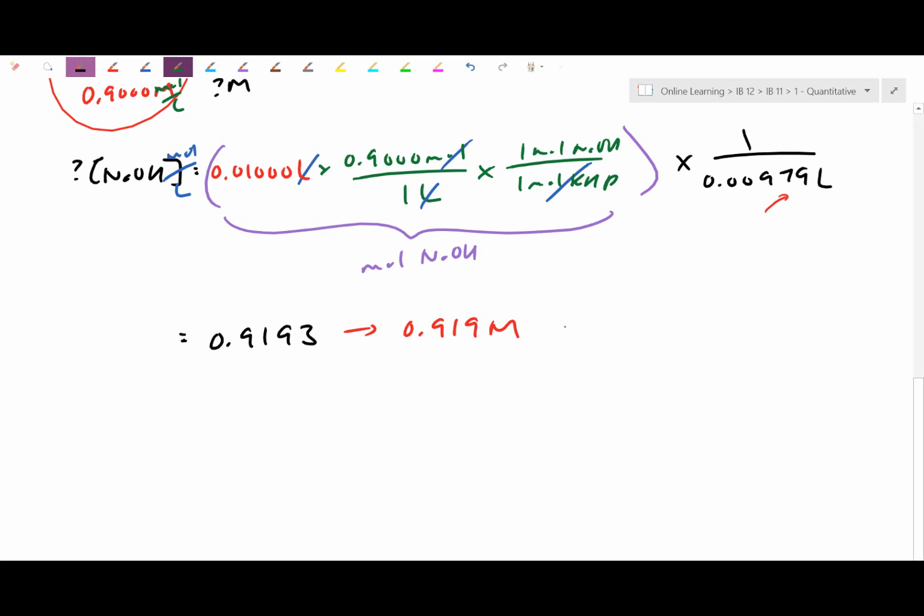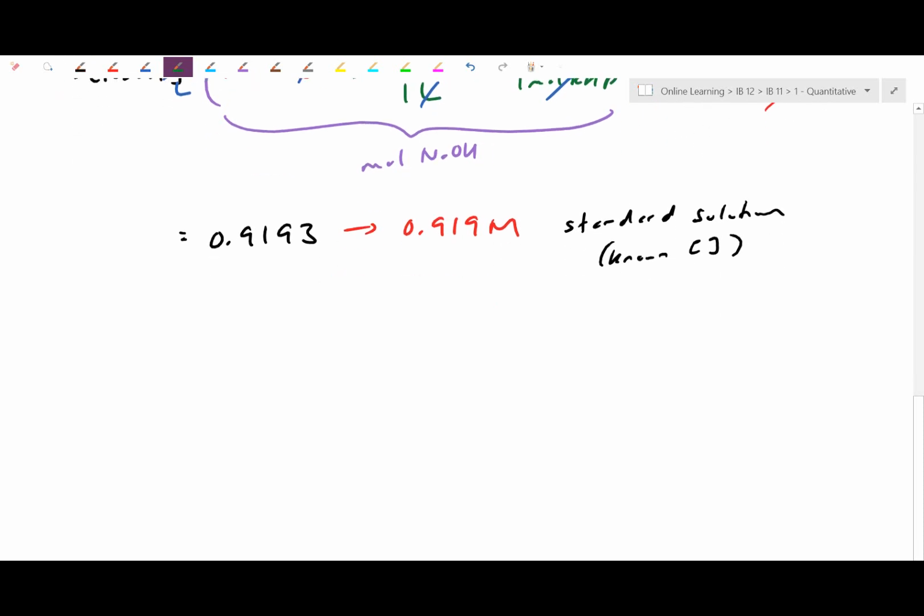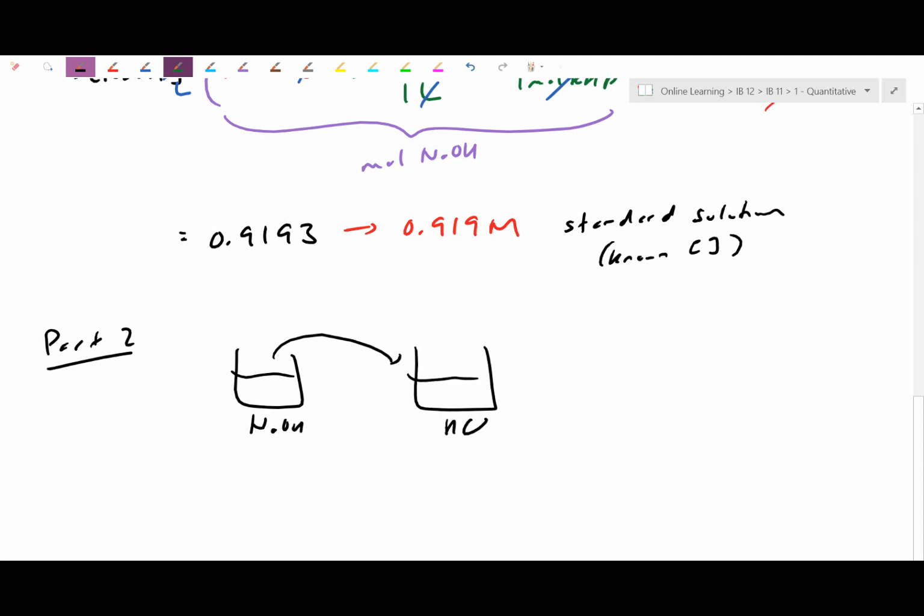This is now called a standard solution because I now know the concentration. So, known concentration. Then what I wanted to do was part 2. Part 2 took this NaOH solution, the NaOH as I knew it, and used that to find some unknown HCl. So KHP is no longer in the picture anymore. I'm using something that I know the concentration of. Only problem is, right now they were already telling me it was about 1 molar. Right now I know it's exactly 0.919 molar.